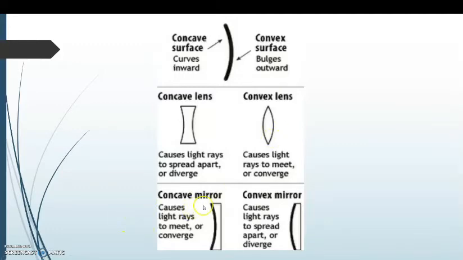We also have concave mirrors and convex mirrors. We are not going to deal with them this year, so it's just extra information. The concave mirror causes light rays to meet or converge, while the convex mirror causes light rays to spread apart or diverge. This one is used on the roads, so that the drivers can tell if there's a car coming towards them or not.